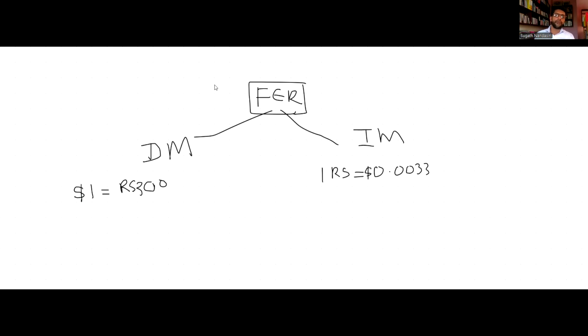Right? Under the direct quotation method, you express the exchange rate in terms of your currency. How much is the value of a dollar? Then 300 rupees, for example. Under the indirect quotation method, we express the value in terms of foreign currency. 1 rupee equals 0.0033 dollars. I hope you understood it.